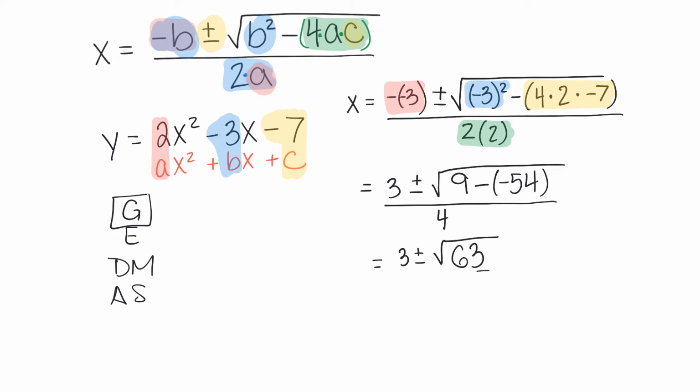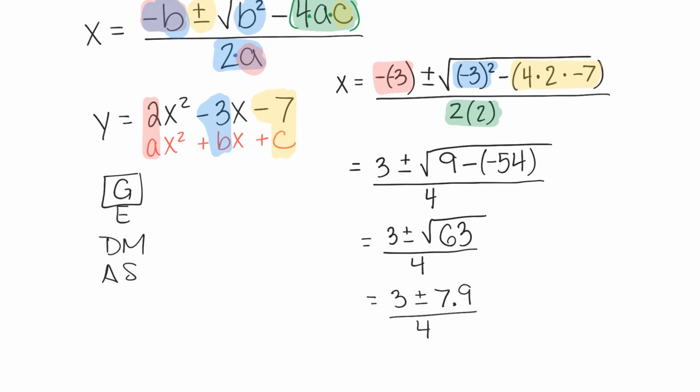So the square root of 63 divided by 4. I have still not dealt with the square root, so I cannot do anything further yet. I need to take the square root of 63, and the square root of 63 is 7.9. All right, so now I have 3 plus or minus 7.9 divided by 4. Here's where it gets crazy.